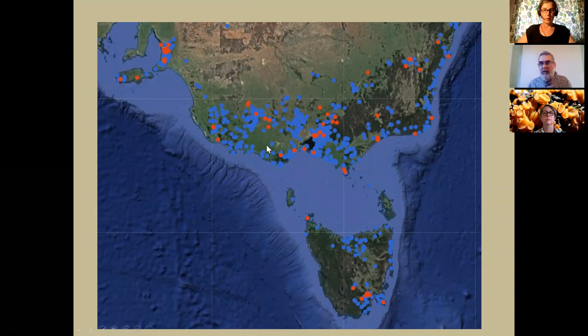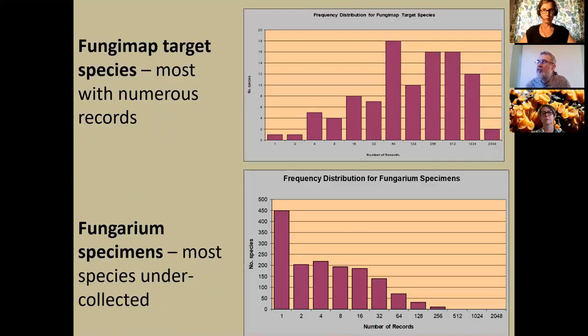So we're seeing a lot of distributions of Fungimap targets that have a lot of detail in them. And when we think back to what we had in the mid-90s with just a couple of dots on the map, there's been an increase in the number of fungarium specimens, but particularly this observational data is really filling in a lot of the distributions.